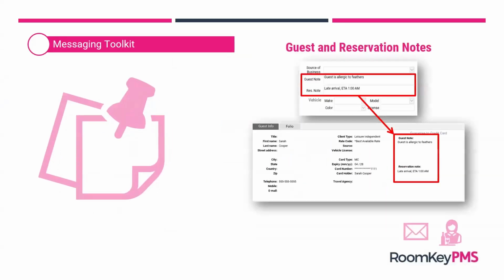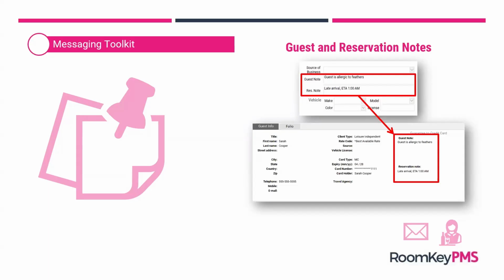We've got a variety of different types of notes, starting with our most basic type of note, which is a guest or reservation note. These guest and reservation notes can be added at the time of booking, and they're attached directly to a reservation or a guest profile. And they'll appear in the lower half of the screen when you are interacting with that reservation. So they'll appear down here in the bottom right corner.